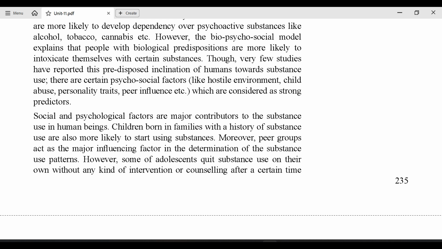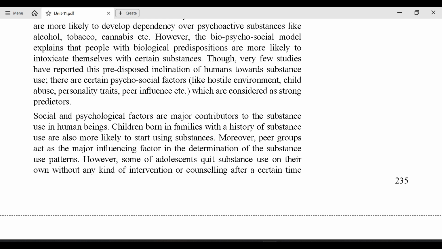However, the biopsychosocial model explains that people with biological predispositions are more likely to intoxicate themselves with certain substances. Though very few studies have reported this predisposed inclination of humans towards substance use, there are certain psychosocial factors, like hostile environment, child abuse, personality traits, peer influence etc., which are considered as strong predictors. Social and psychological factors are major contributors to the substance use in human beings.